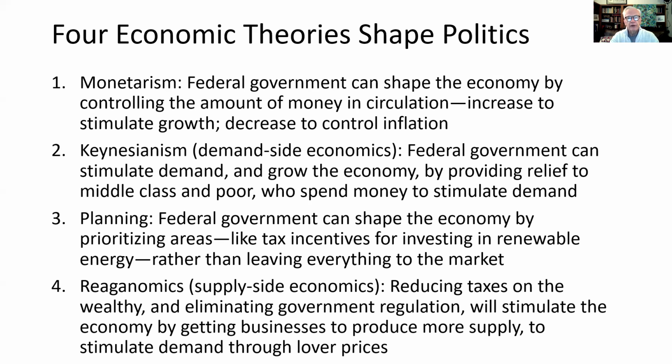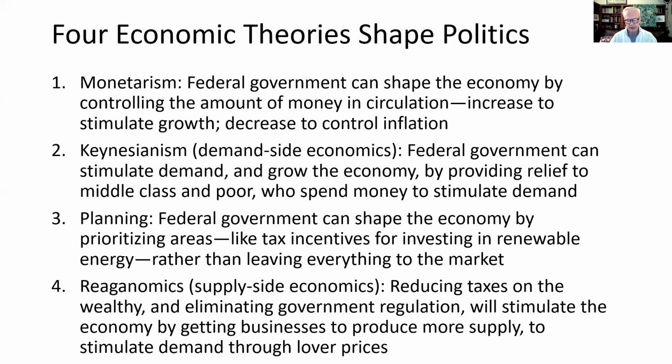There are 4 economic theories the book talks about that shape the way the federal government makes policy. These are monetarism, Keynesianism or demand side economics, planning, and Reaganomics or supply side economics. Depending on the party affiliation and the inclinations of the president and Congress, they will adopt one or more of these types of policies here.